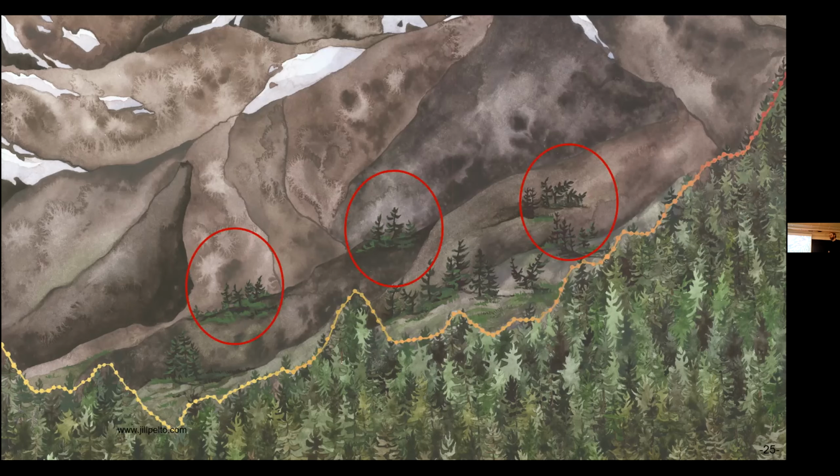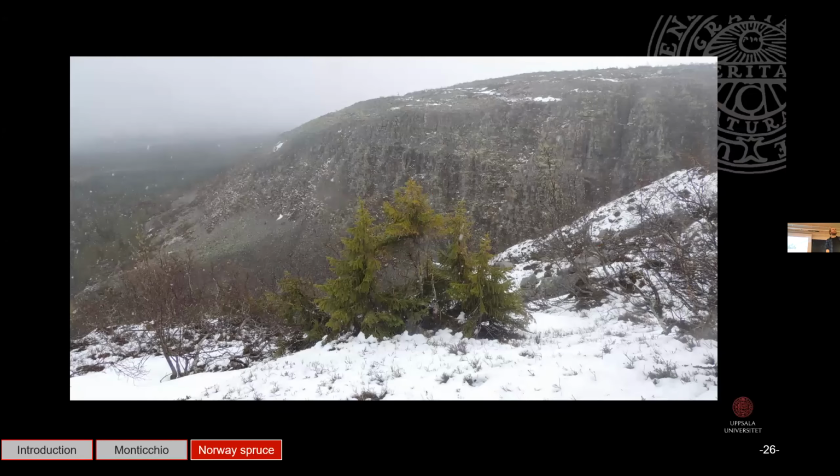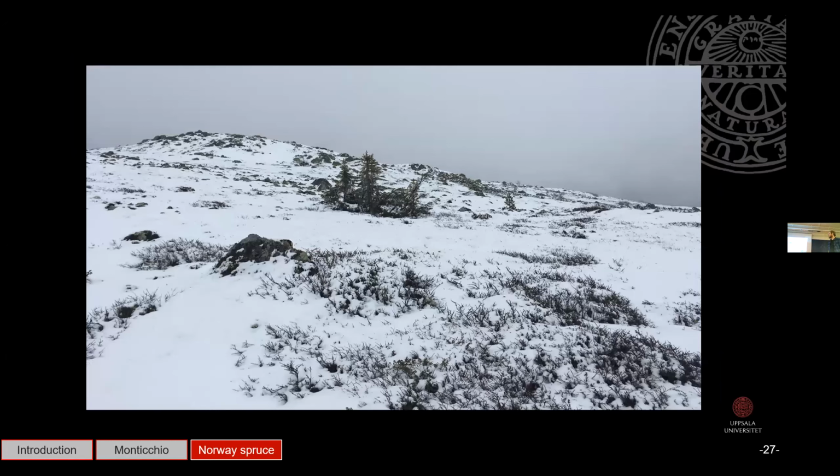So these are trees that are actually growing above the tree line, above the current tree line. And this is how they look in art, but this is how they look in real life. They're trees that are not very tall. They are relatively small. They grow above the tree line, so you can basically see that there's not that much going on around them. This one is even more spectacular.